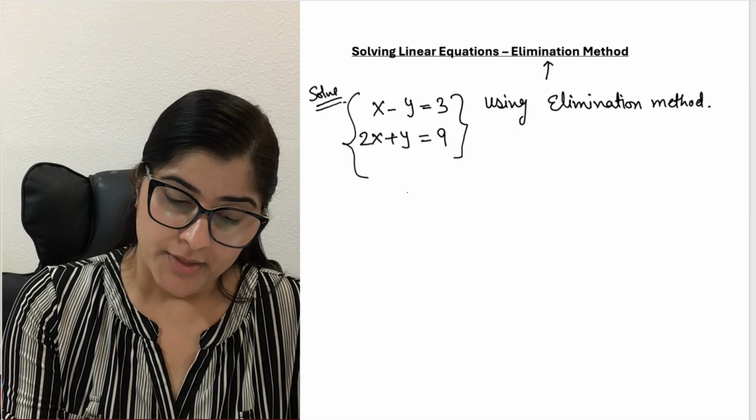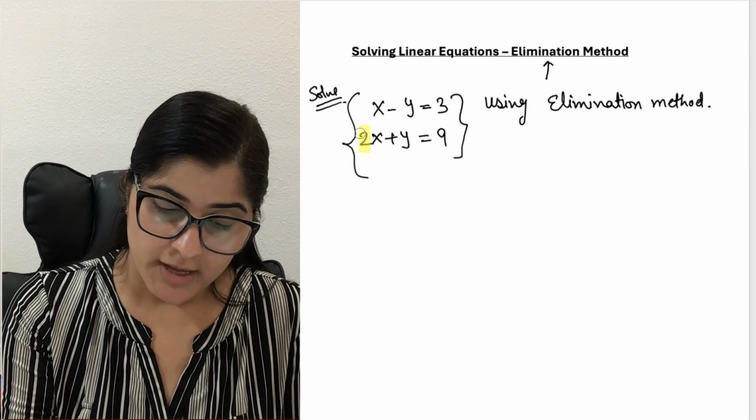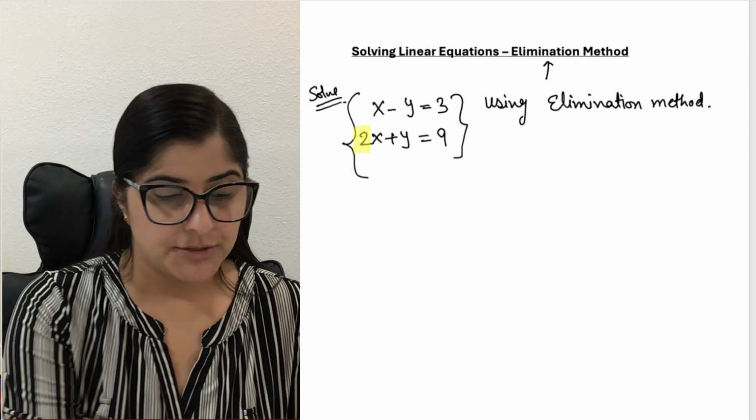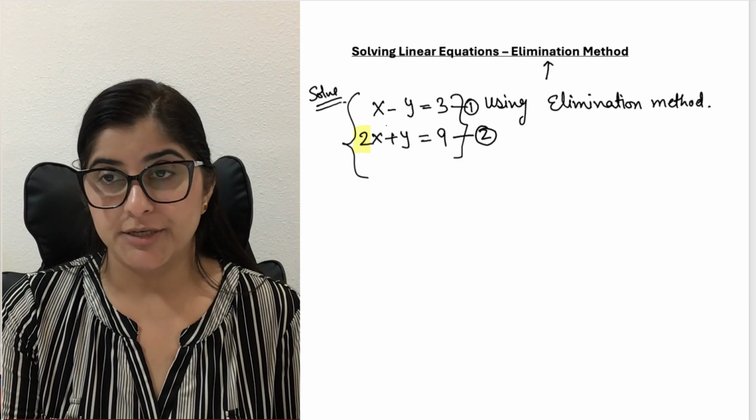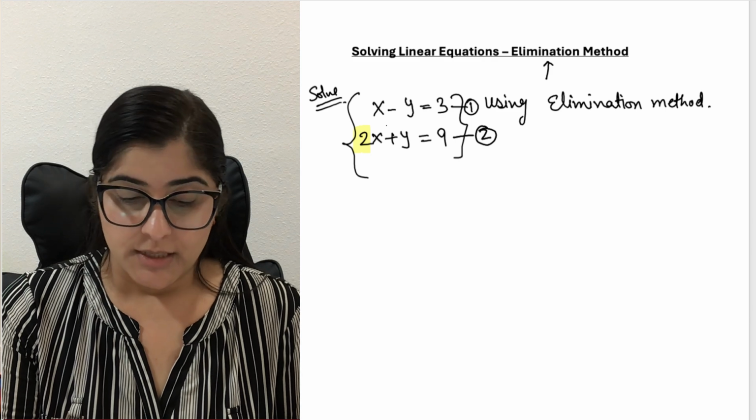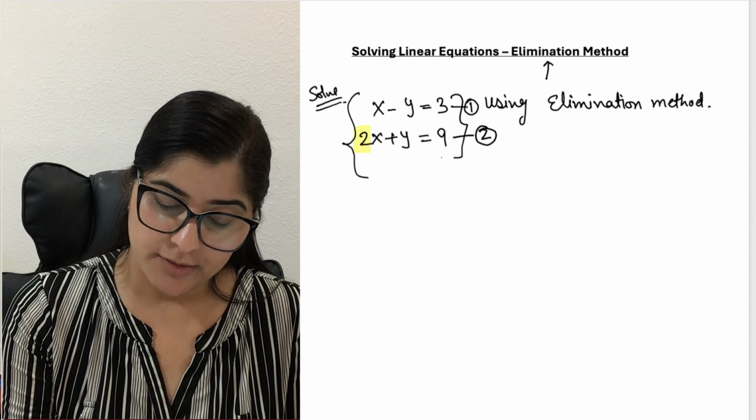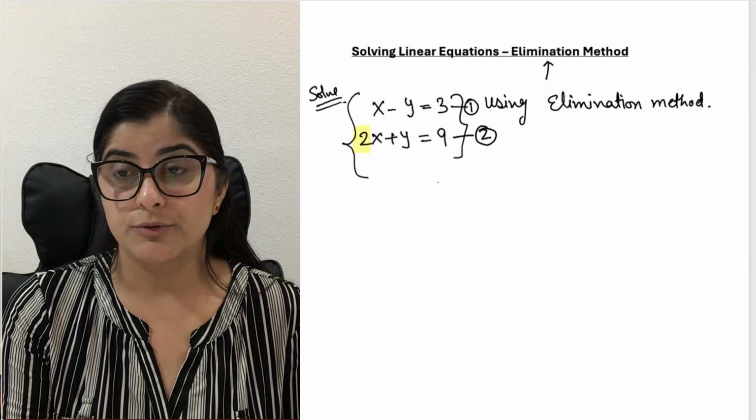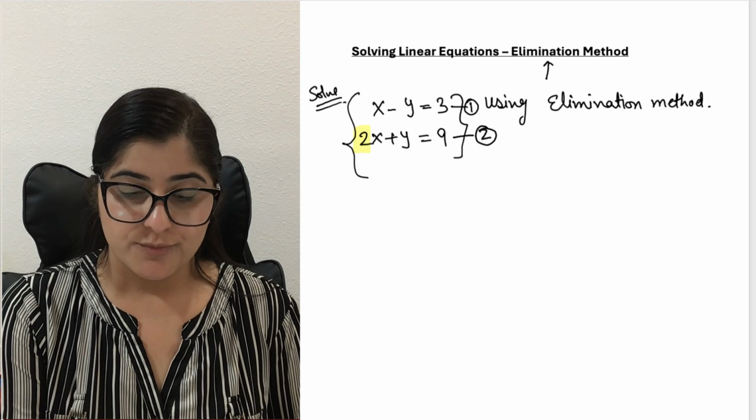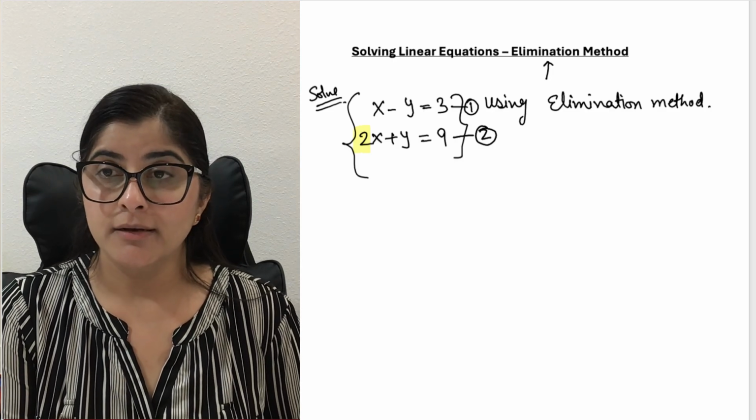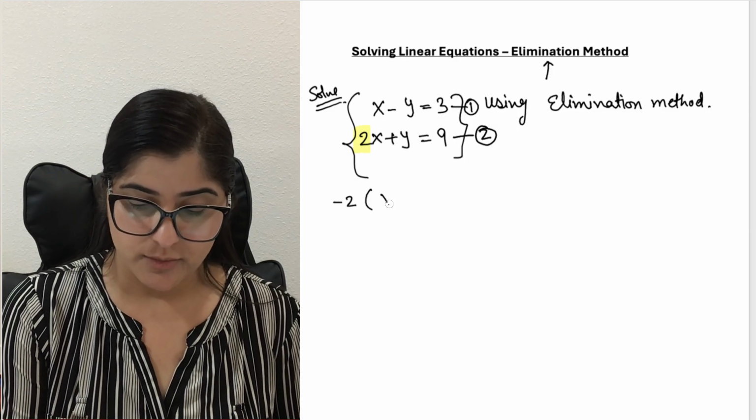So for example, here in the second equation, the coefficient of x is 2. We want to match the coefficient of x, 2, but with the opposite sign in equation 1. So let's try to make the coefficient of x negative 2 in equation 1. What should we do? Think about that. We will multiply equation 1 by negative 2, so minus 2 times equation 1.